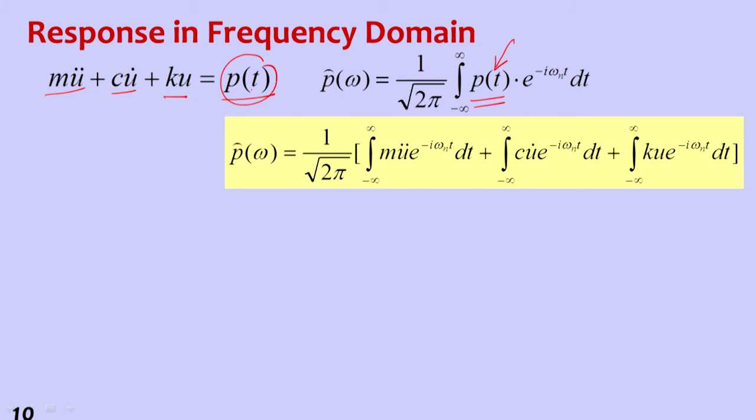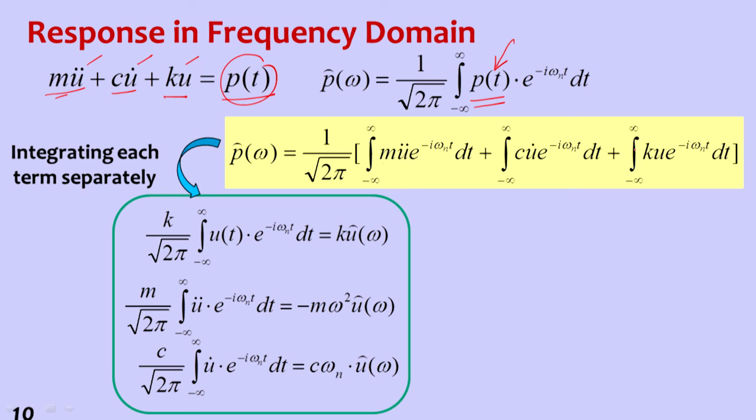And so this is the right hand side, and the left hand side all terms. So we convert that, we apply here. So minus infinity to plus infinity, m u double dot e to the power of minus i omega n t dt plus c u dot e to the power of minus i omega n t dt and k u. So all these three terms. So now u(t) is a time domain function, u dot t, that velocity, is also in time domain, acceleration is also in time domain. So we need to convert each function into frequency domain. So this is how it is done.